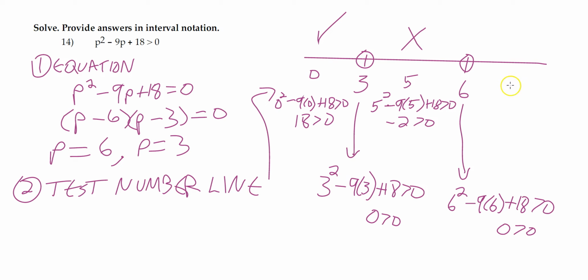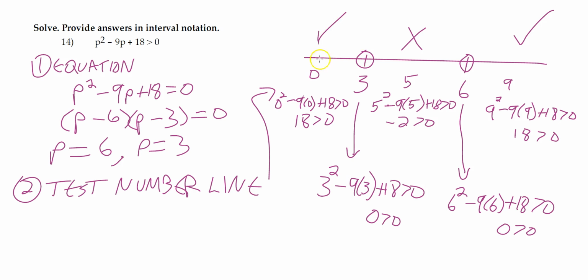And let's check something over here. 9, for example. 9 squared minus 9 times 9 plus 18 greater than 0. That's 81 minus 81 plus 18. We have 18 greater than 0, and that's true. So we have our final answer.